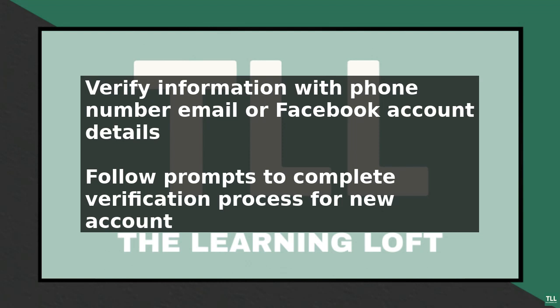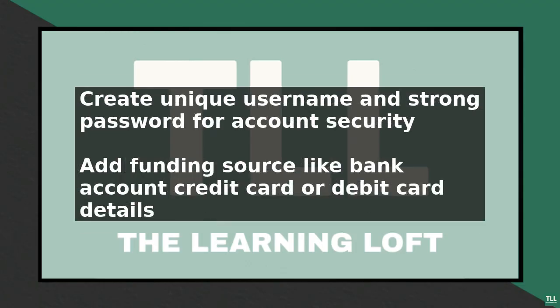Next, you will be asked to add a funding source to your account. This can be a bank account, credit card, or debit card. To add a bank account, you will need to provide your account and routing numbers. To add a credit or debit card, you will need to provide the card number, expiration date, and security code.